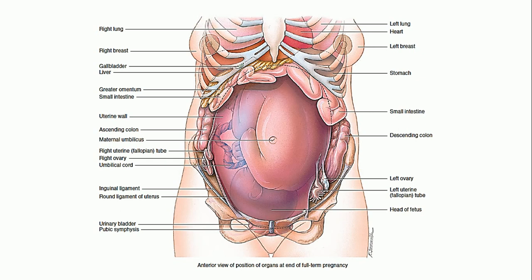Okay, so this is the position of the baby after the completion of the full term of the pregnancy. As you can see, the head of the fetus is projected towards the cervix. The baby is positioned in such a way that the childbirth is facilitated, and it moves out of the womb through the cervix.